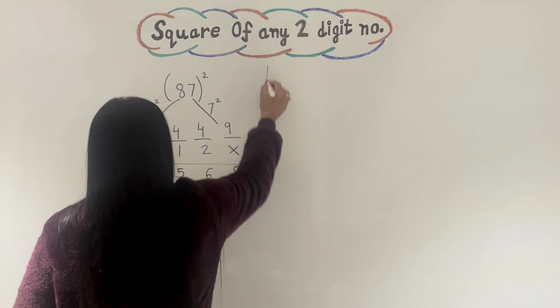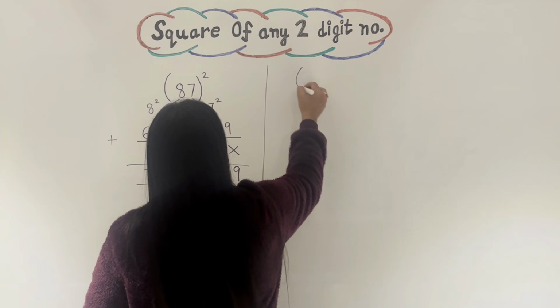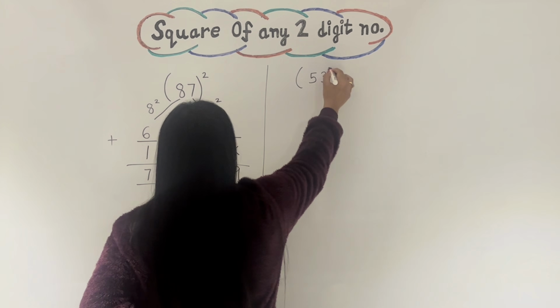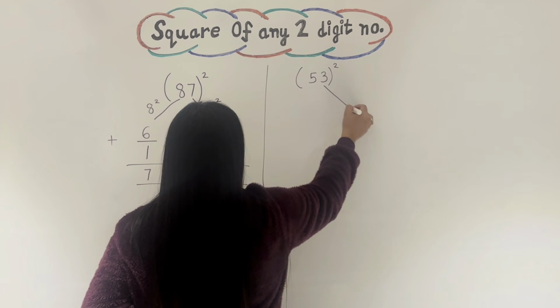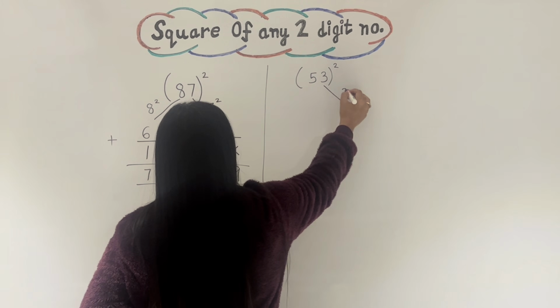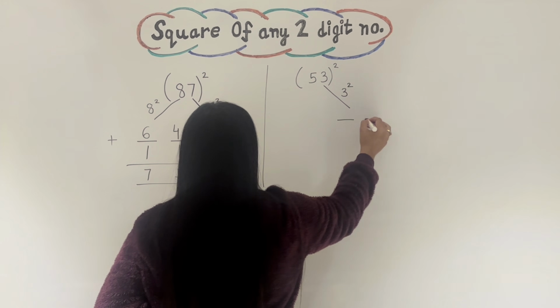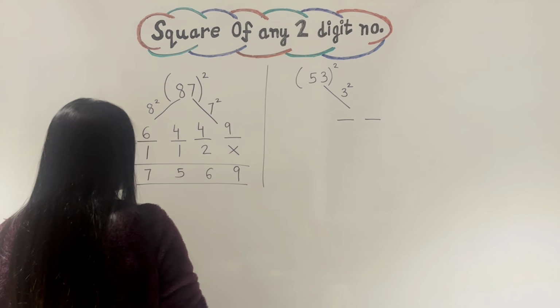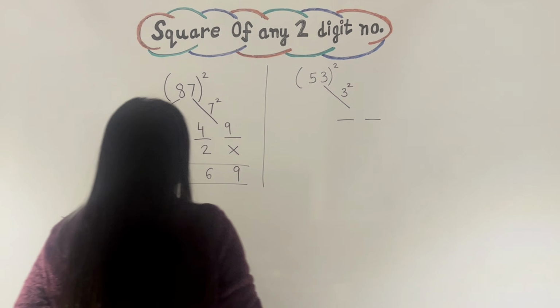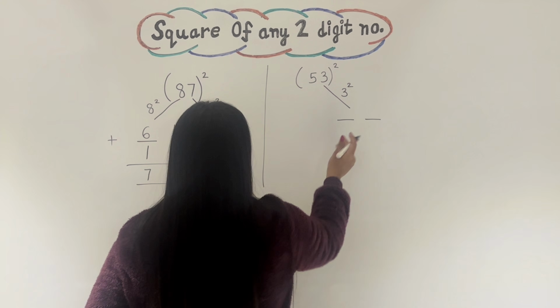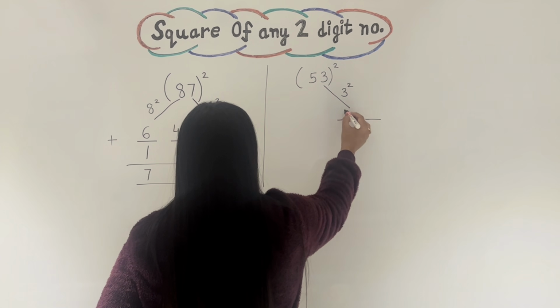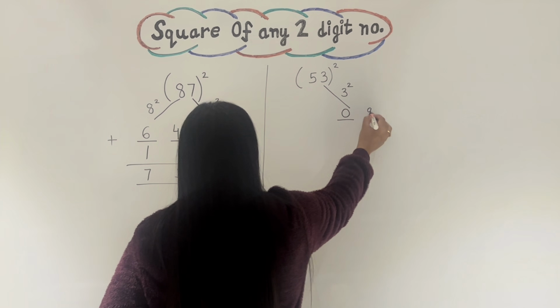Let's take one more example. Suppose we have to find the square of 53. How can we do that? Again, we'll follow the same steps. First, we'll take the square of the one's digit and write the answer in two digits. As you know, what's the square of 3? It's 3 into 3, 9. But that's a one-digit number, so you have to fill two digits. So first you will write 0.